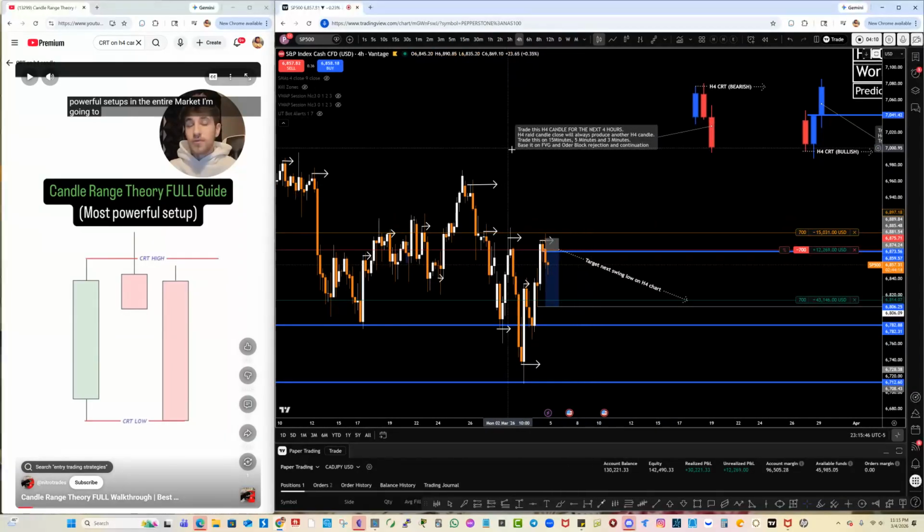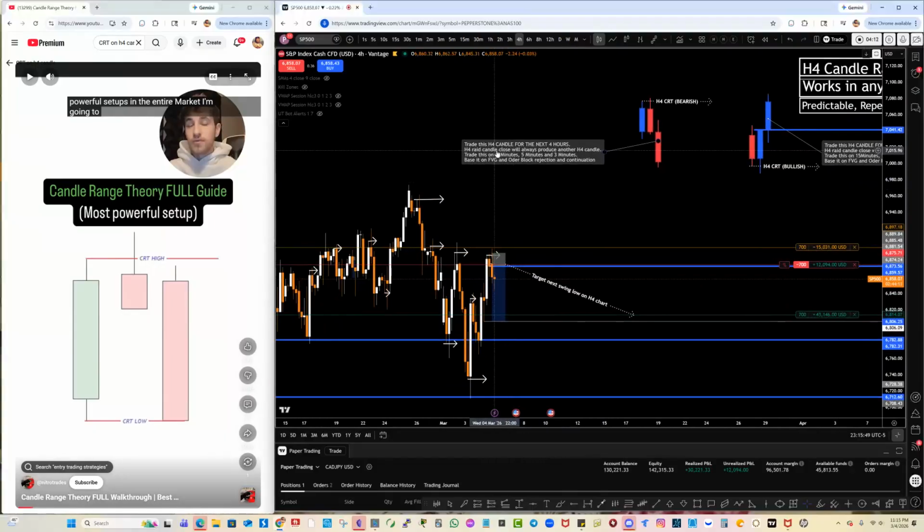So before that, let me read this. Trade this H4 candle for the next 4 hours. This one right here, after this encroachment could have happened or would have happened. H4 red candle close will always produce another H4 candle. This is the close in its direction. Trade this on 15, 5 minutes and 3 minutes based on fair value gap, order block, and rejection and continuation. So what am I saying?